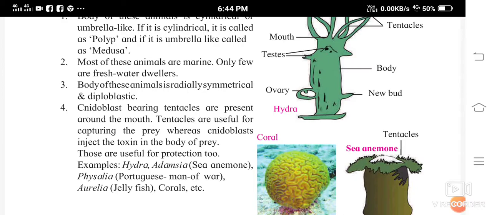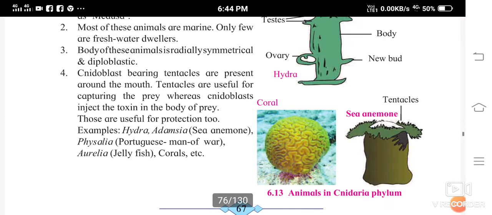Now see, the body of these animals is radially symmetrical and diploblastic. So the body is symmetrical. How symmetrical? It is radially symmetrical and diploblastic. So they have two layers, that is ectoderm and endoderm. Now, tentacles are present around the mouth.